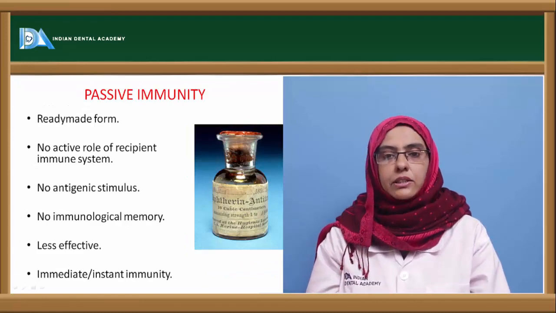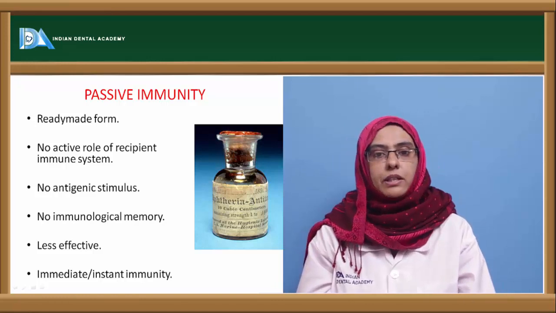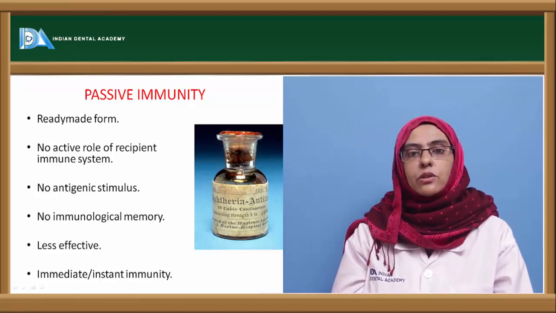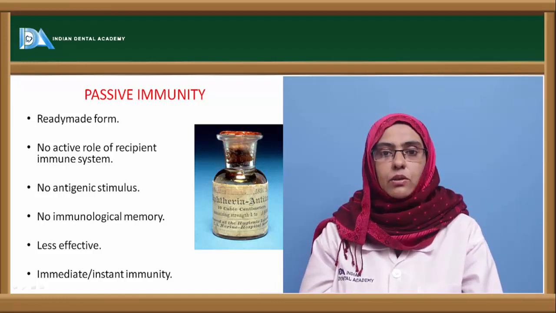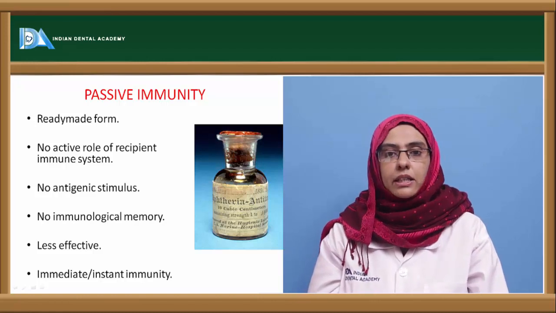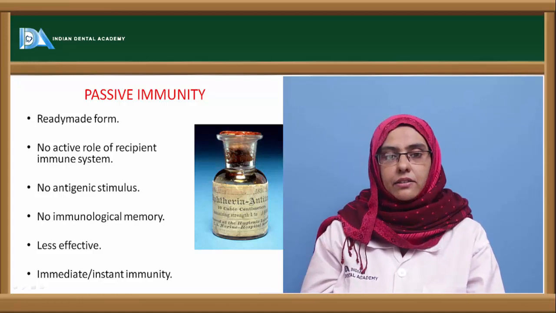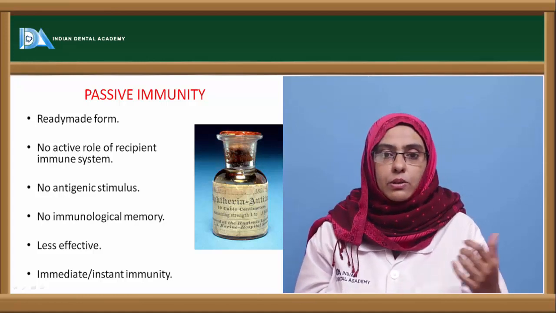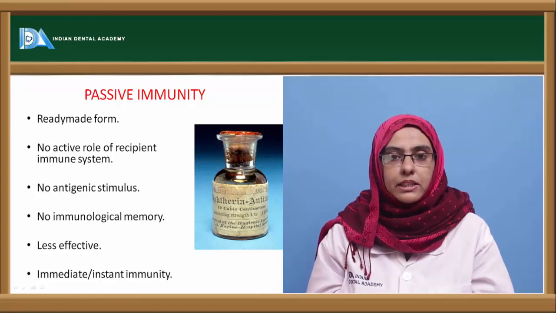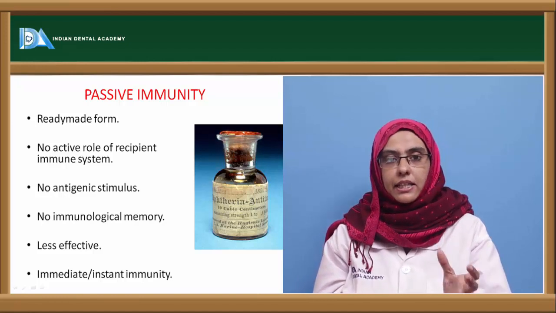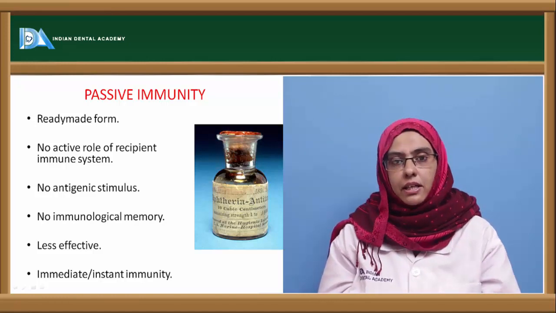Next is passive immunity. Passive immunity is also called a ready-made form of immunity, because here there is no antigenic stimulus and no organism is involved, but the treatment is given directly against a particular antigen, for a person who is not able to produce immune competent cells towards that antigen. In that case, direct antibodies are given in a ready-made form.